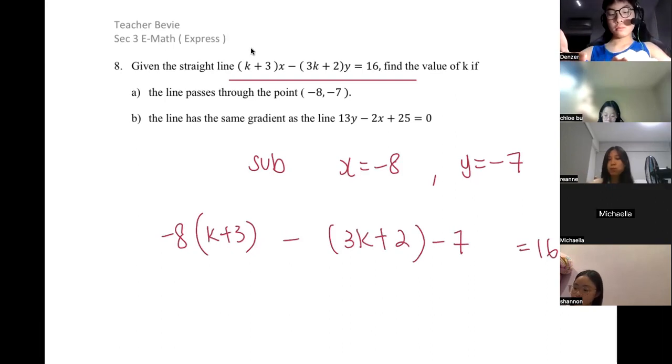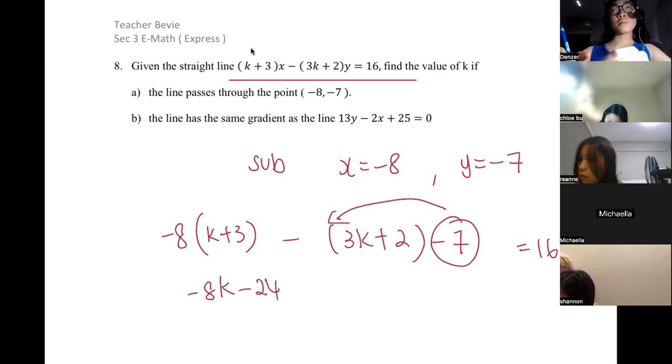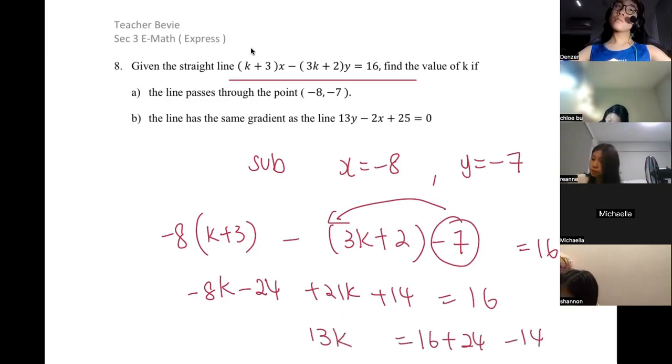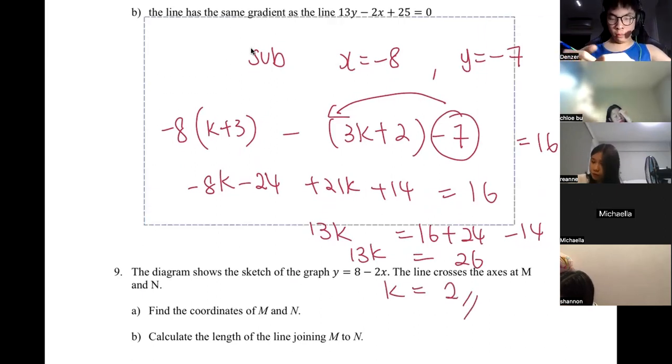Oh, is it because I put the y behind? That's why y'all got confused. Can put it in front one, no problem. Okay, so this one I can also put in front. It gives me minus 8k minus 24. This minus 7 comes to the front, become plus 7 already. Correct now? So plus 21k plus 14 equals to 16. 21 minus 8 is 13k equals to 16 plus 24 minus 14, which gives me 26. So k is just equals to 2. Like this.